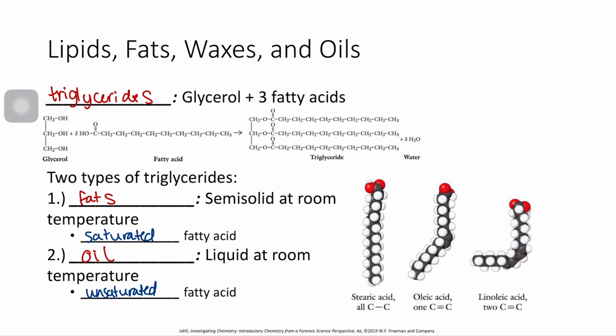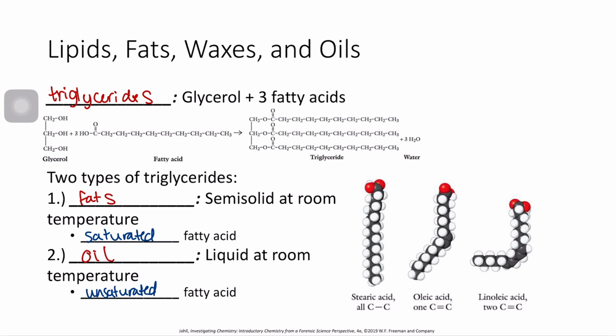So the more double bonds you have, the lower the melting point is going to be. So it's going to be more like an oil. Sorry, you can take an oil and you can add hydrogens to it to get it to be saturated. And that's how you can get some of these oils that are solids at room temperature.